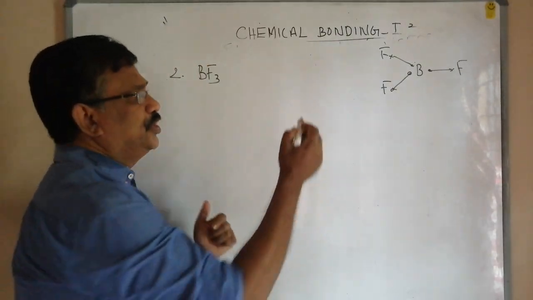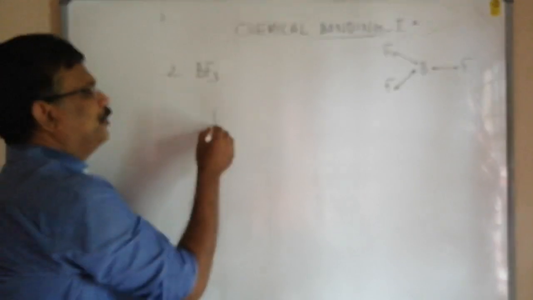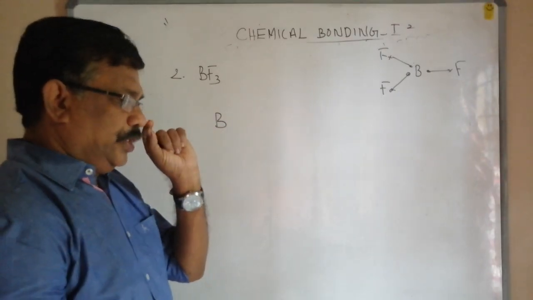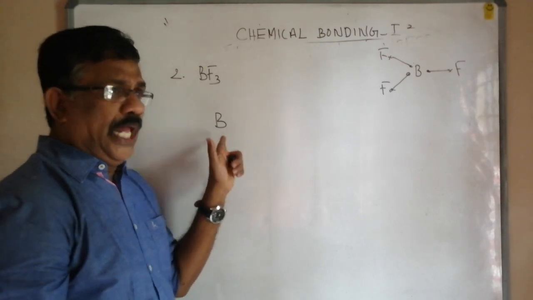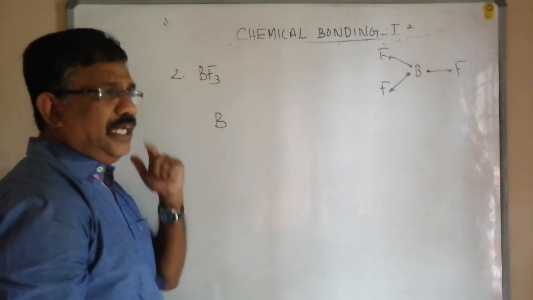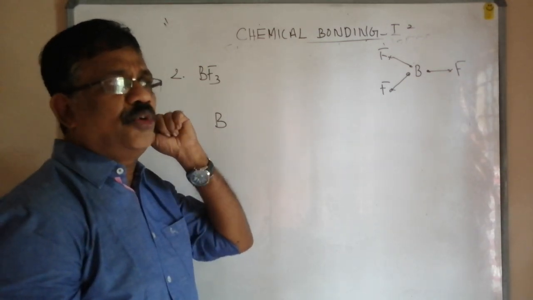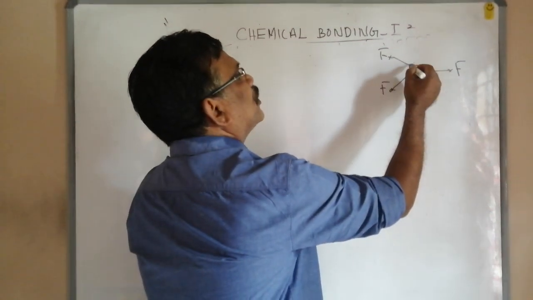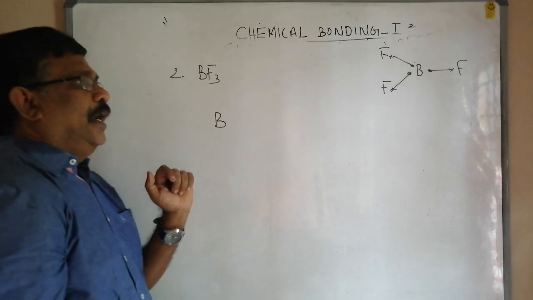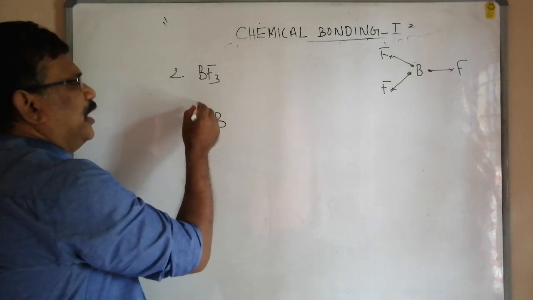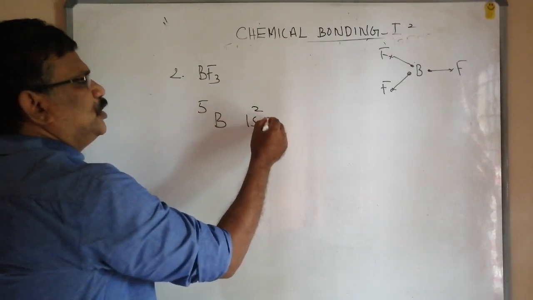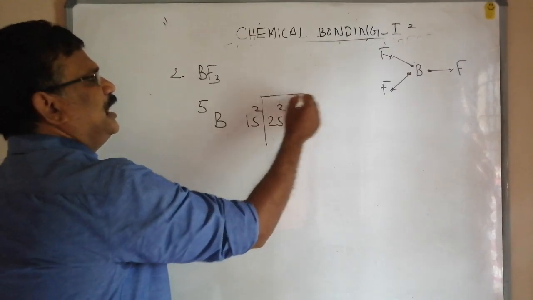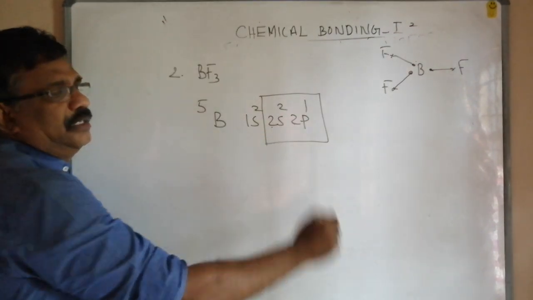BF, 3 BF bonds. The central atom boron is trivalent. It belongs to the 13th group: boron, aluminium, gallium, indium and thallium. The 13th group's outermost shell contains 3 electrons. Boron has atomic number 5, with configuration 1s2, 2s2, 2p1. The second shell is the outermost shell, the valence shell.